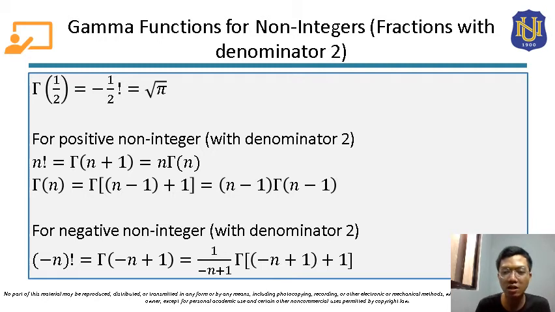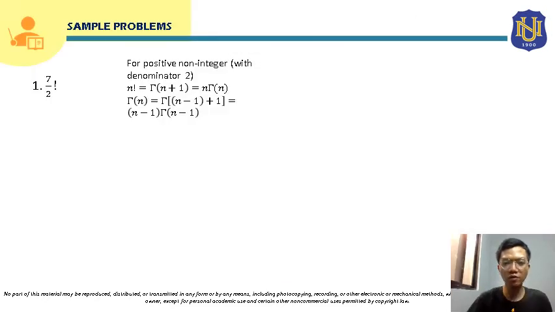Okay, so let's start. For number 1, this is 7 halves factorial. To solve for 7 halves factorial, if you use a calculator for that, as you can see, it will not give you an answer. That is a math error. So for 7 halves factorial, we are going to apply this. This is a positive non-integer with denominator 2.